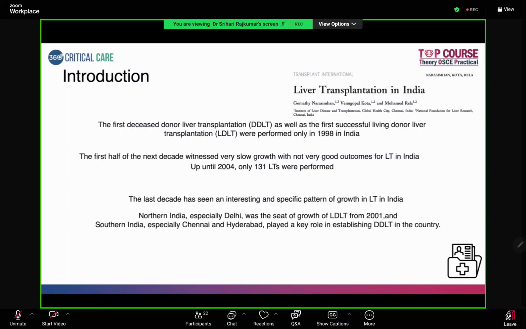In North India, especially Delhi, it has been the seat of growth of living donor liver transplant. And in South India, especially Chennai and Hyderabad, it has played a key role in establishing deceased donor liver transplantation in the country. As of now, there is an estimate of almost 7,500 transplants that have been done, of which approximately 80% are living donor and the remaining are deceased donor.